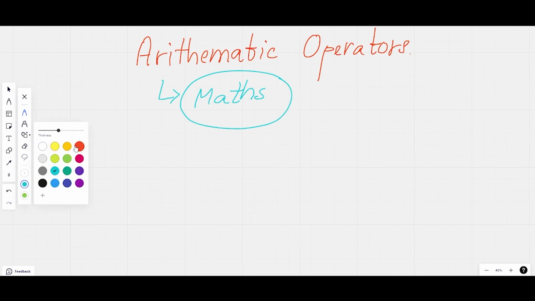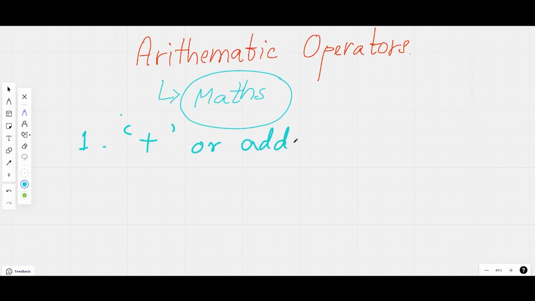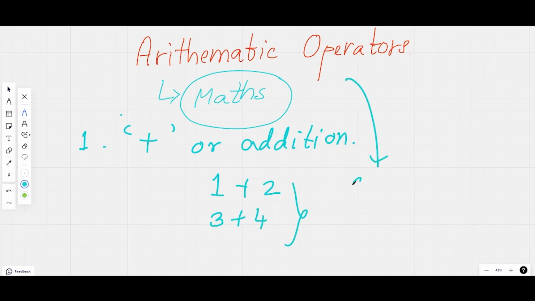So when it comes to arithmetic operators, they cover all those common mathematical operations. For example, the very first one is plus, or addition. It's simply the addition which we do in maths, like 1 plus 2, 3 plus 4. Here in programming, we just change it to adding variables, and variables can have different values, and you can give any other values to it.